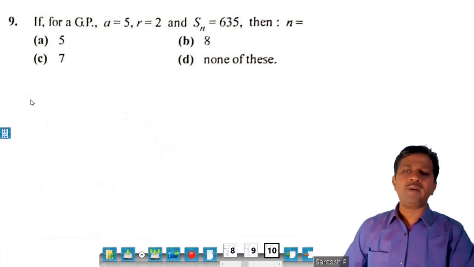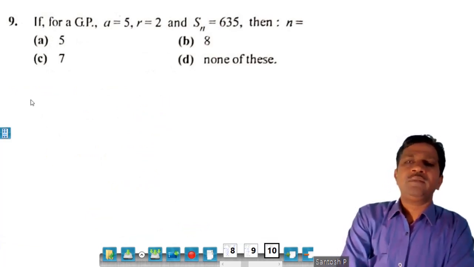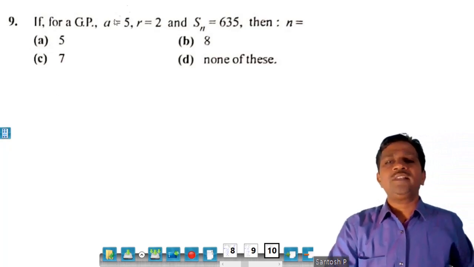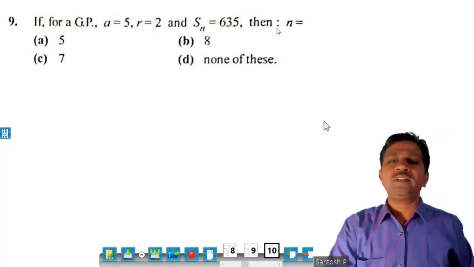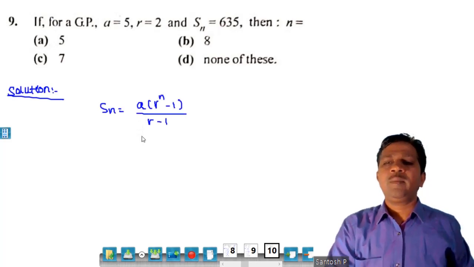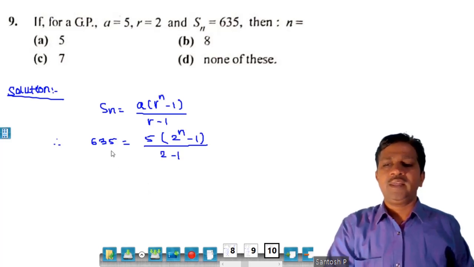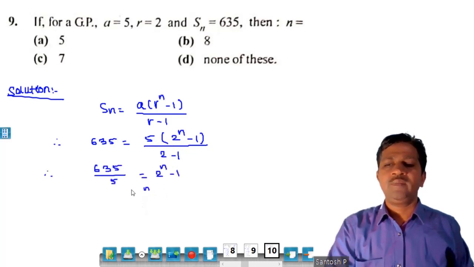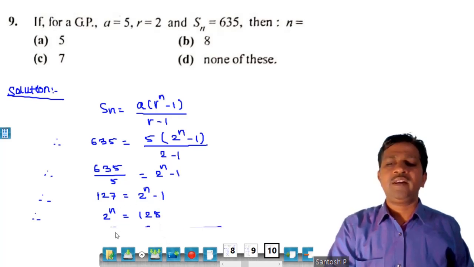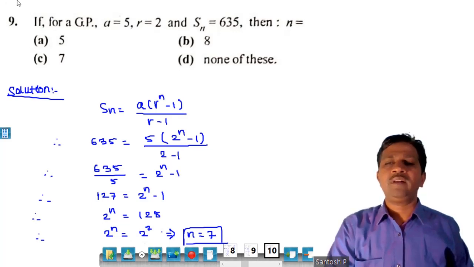See now the ninth example. A equals 5 is given, R equals 2 is given, and Sn is given as 635. Same question, and you have to find n. Exactly the same. Sn is known to you: A into R raised to n minus 1 upon R minus 1. Sn is 635. A is given as 5. 2 raised to n minus 1 upon 2 minus 1, equals 635. Take this 5 to the denominator. This denominator 2 minus 1 is 1. So by solving, you will get 2 raised to n equals 128, and the right side can be written as 2 raised to 7. So by comparison, n equals 7 is the answer.